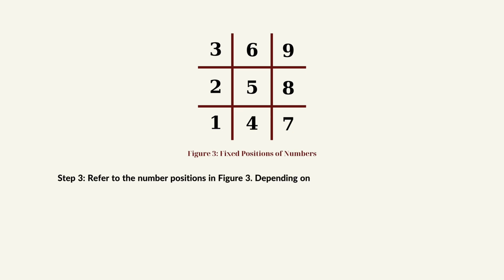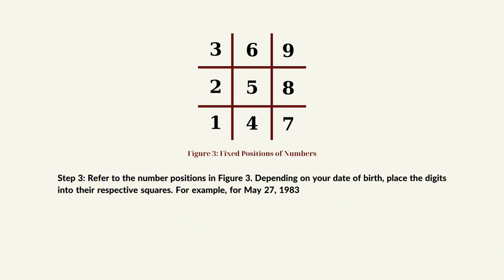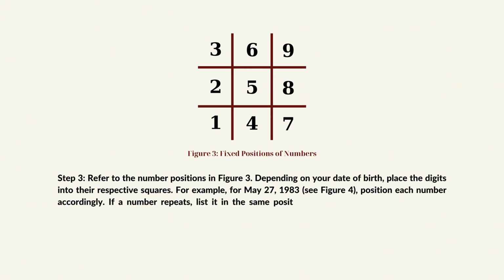Step 3. Refer to the number positions in Figure 3, depending on your date of birth. Place the digits into their respective squares. For example, for May 27, 1983, see Figure 4, position each number accordingly. If a number repeats, list it in the same position. Leave blank any squares without corresponding numbers.